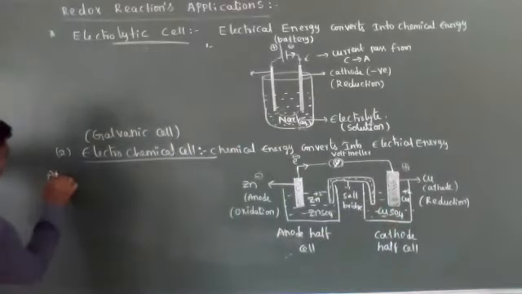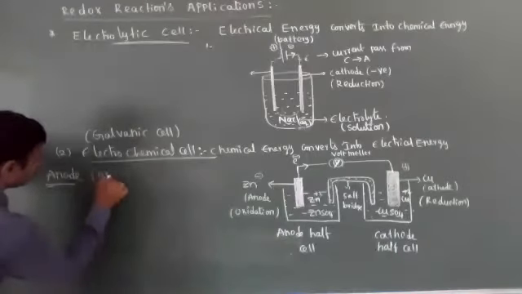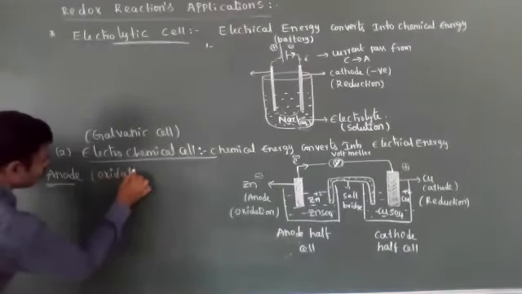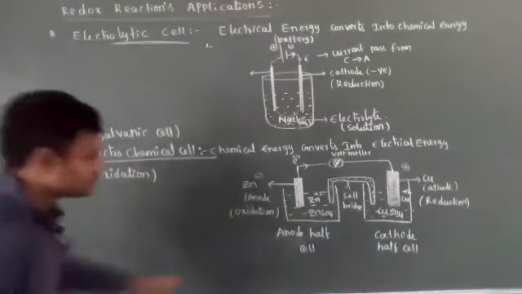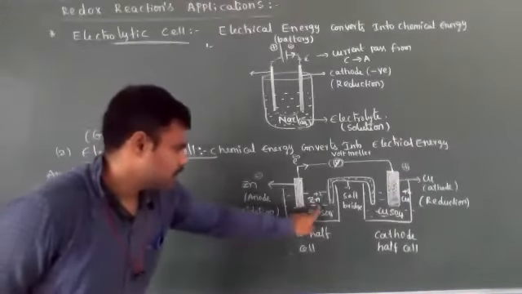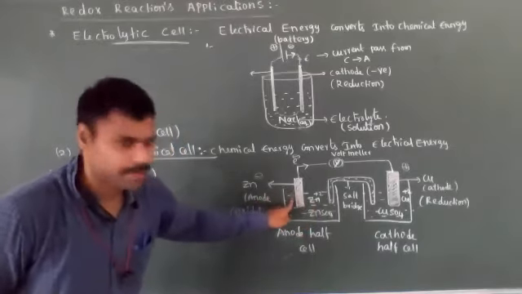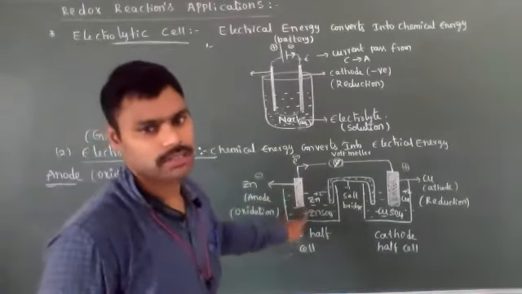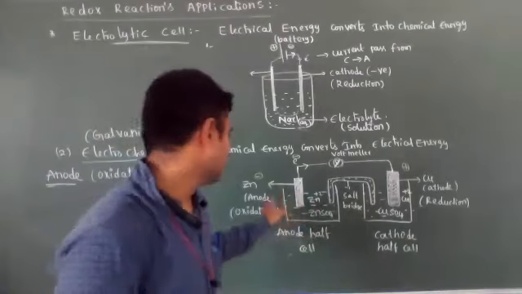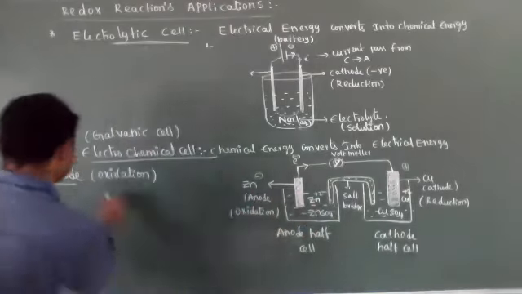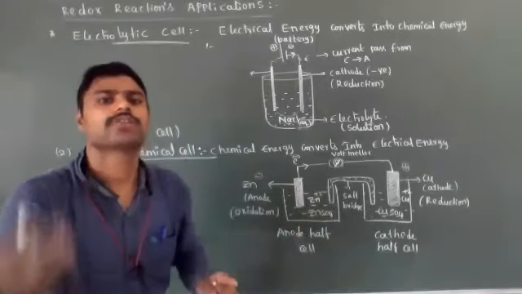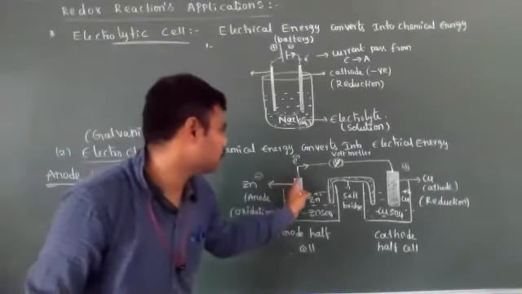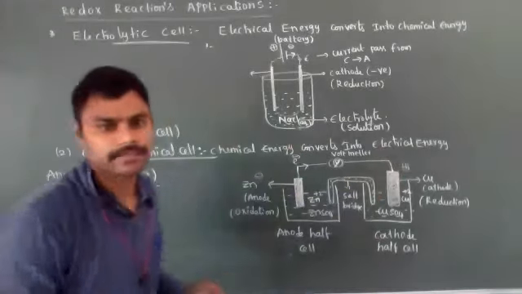Let's see the anode. At the anode, oxidation reaction takes place. Zn2+ ions are present and zinc metal is present. In zinc sulfate solution, the zinc sulfate acts as electrolyte. At the anode oxidation takes place, which means the zinc electrode we are using, the zinc metal, decomposes to produce electrons. Those electrons are transferred from the anode to the cathode side.